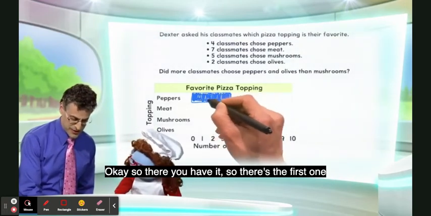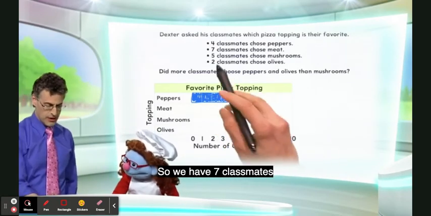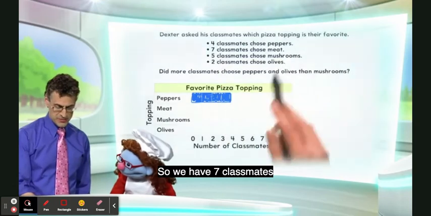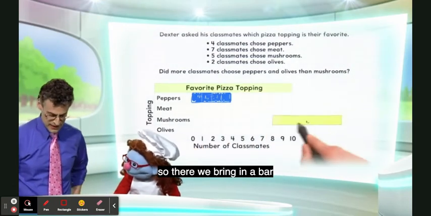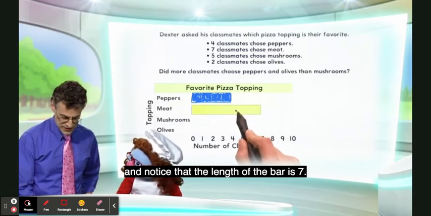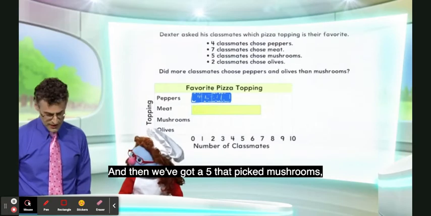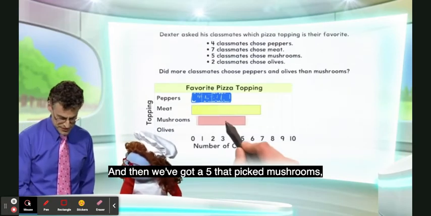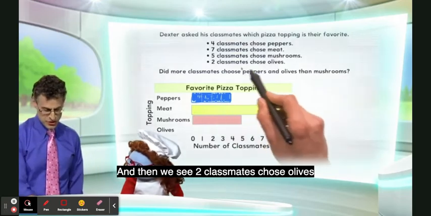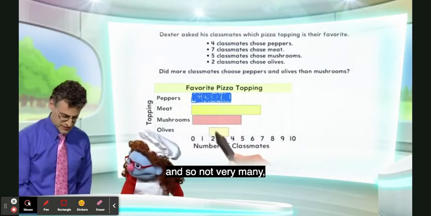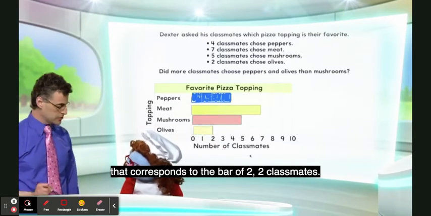Okay, so there you have it. There's the first one, and that's how you would do these. Now, I've actually done the other ones in advance. We have 7 classmates that preferred meat, so we bring in a bar, and notice that the length of the bar is 7. Then we've got 5 that picked mushrooms. And then 2 classmates chose olives, so not very many, and it's a very short bar that corresponds to the scale of 2 classmates.